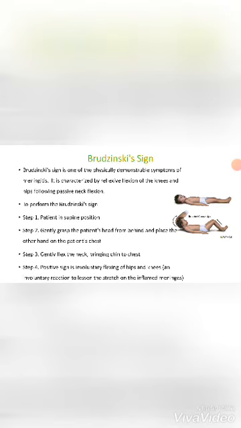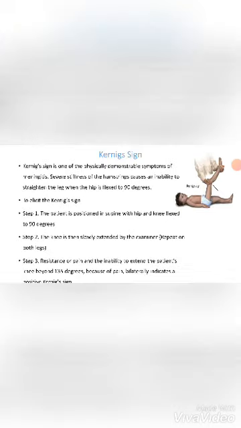Now, how do we perform the Brudzinski sign? The first thing is to place the patient in a supine position. We then lift the child's head and flex the neck towards the chin. Now, involuntary flexion of the hips and knees is a positive sign. Another sign that can be used to check for meningitis is the Kernig sign.